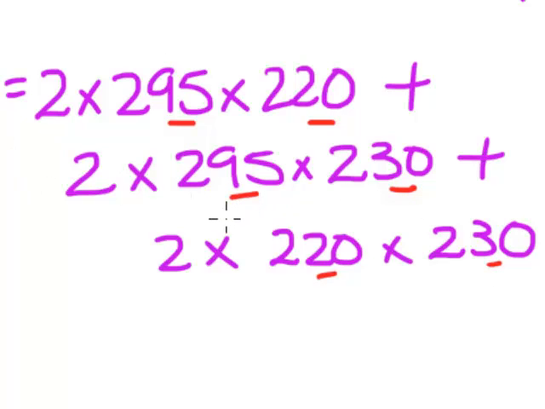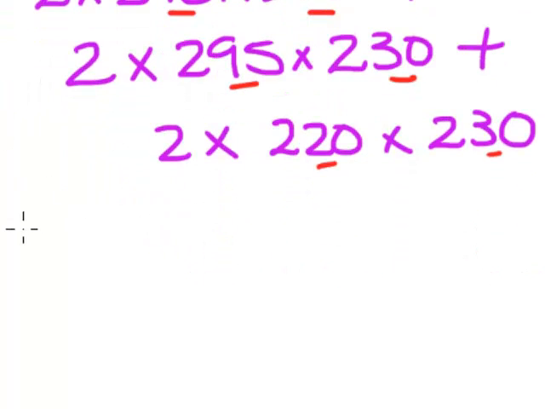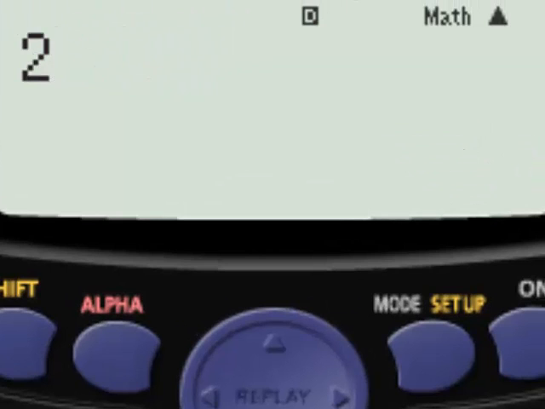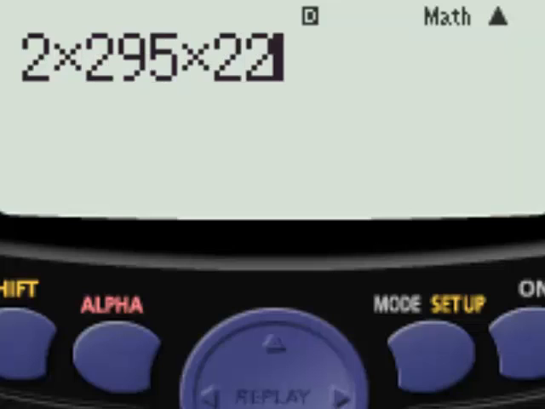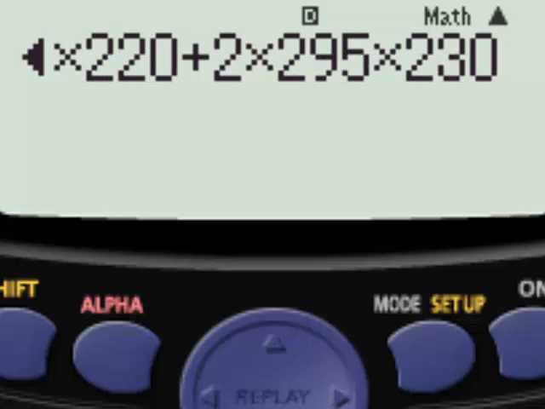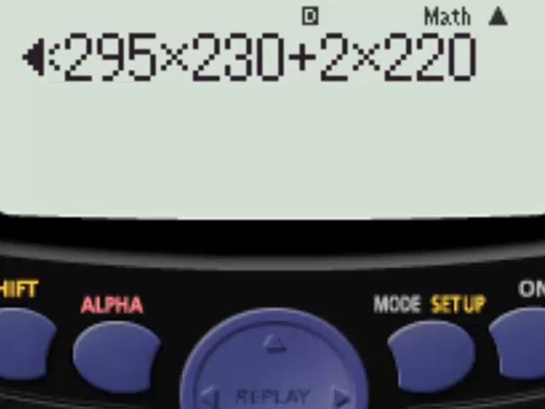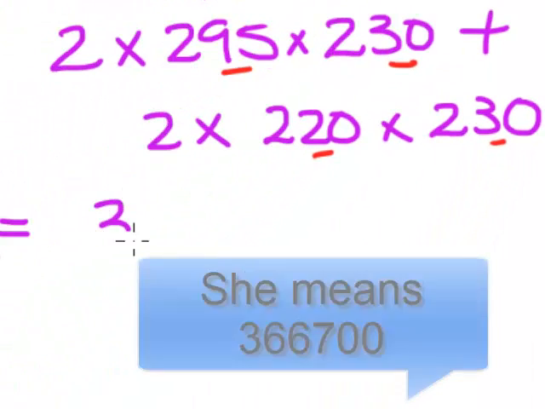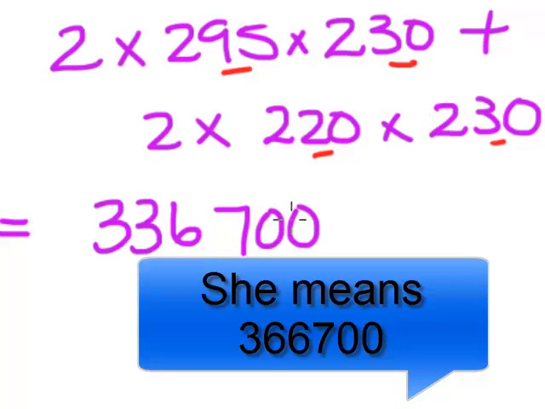Okay, so now we need to multiply all of this up on the calculator. It's going to be 2 times 295 times 220 plus 2 times 295 multiplied by our 230, and then finally 2 times 220 times 230. Okay, that gives us 336,700. These were millimeters, so our answer is going to be millimeters squared.